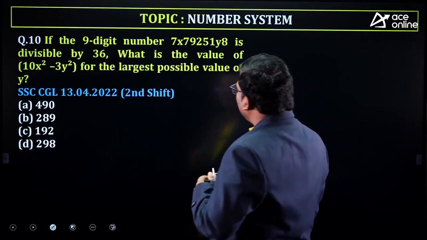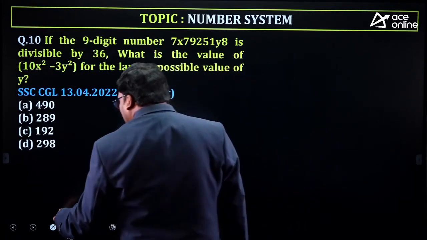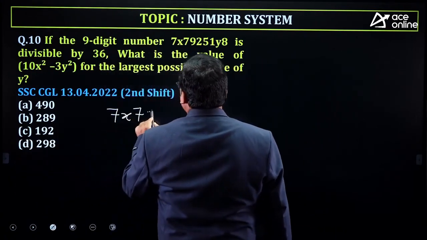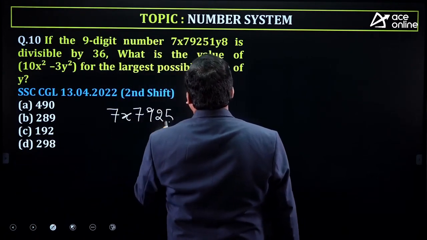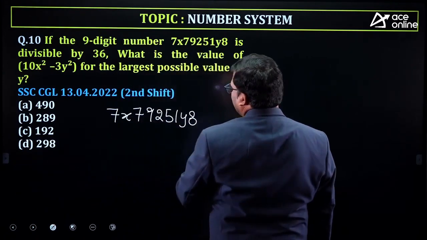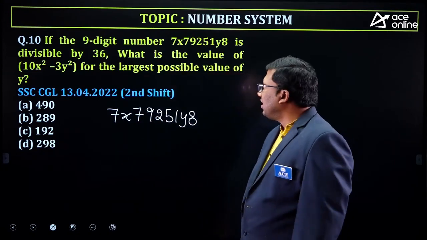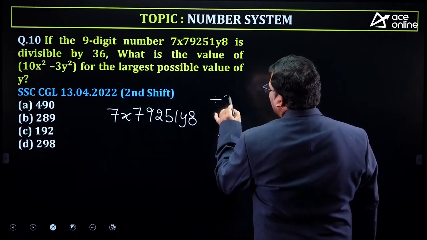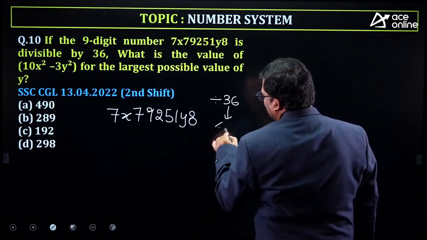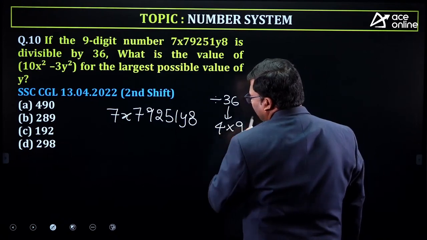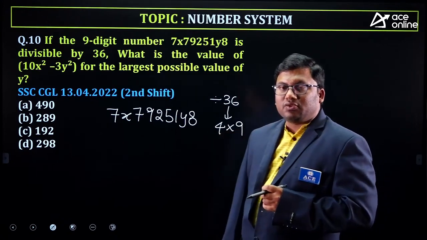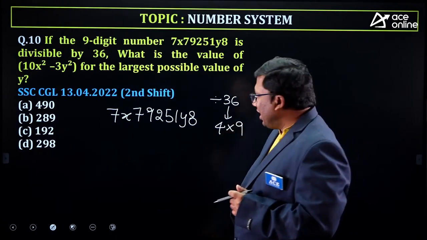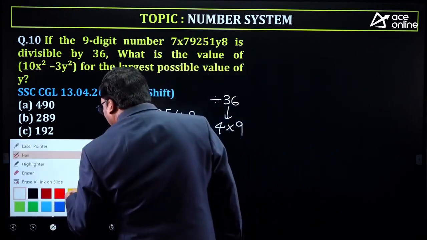Next one. There is a 9-digit number. Let us write the 9-digit number: 7x, 79, 25, 1y8. It is divisible by 36. 36 is 4 into 9. The answer should be divisible by 4 as well as 9.